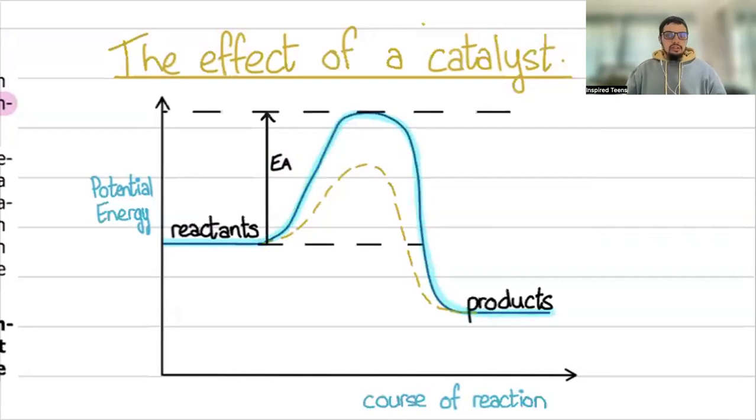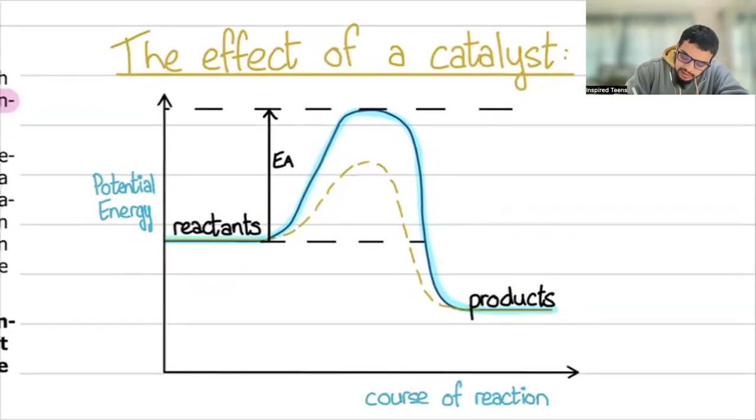Okay, the original graph follows that path. But now when we add a catalyst, what happens? The graph starts off with the same reactant. So I'm going to use this gold as well. We start off there and we end there. So we change nothing about the reactants. I just threw the gold line over there. We change nothing about the reactants and we change nothing about the products.